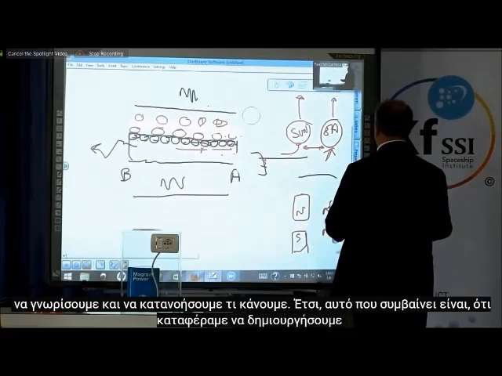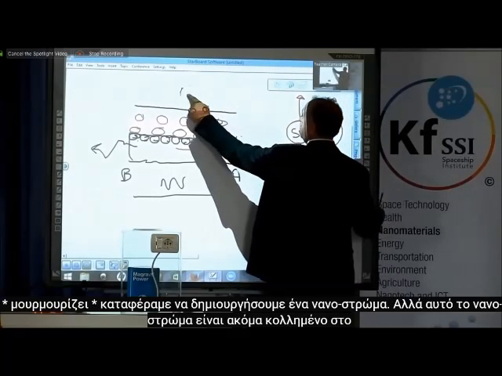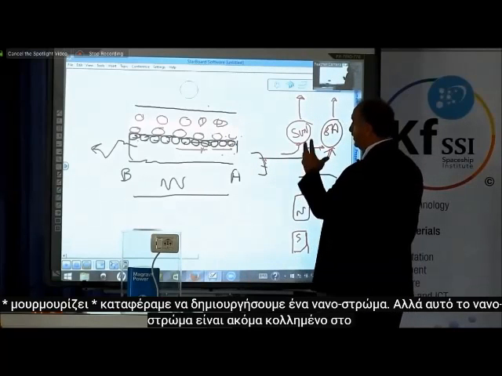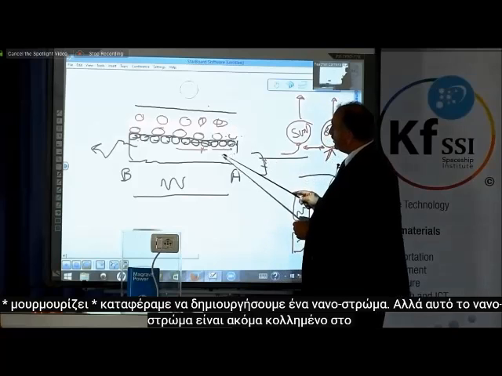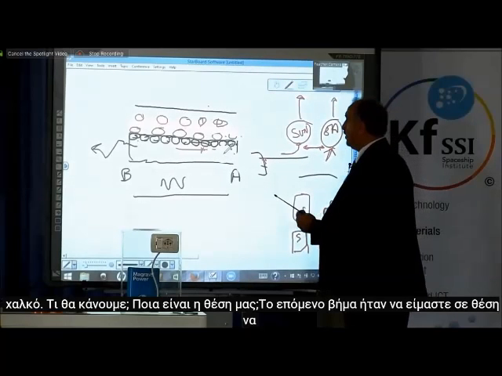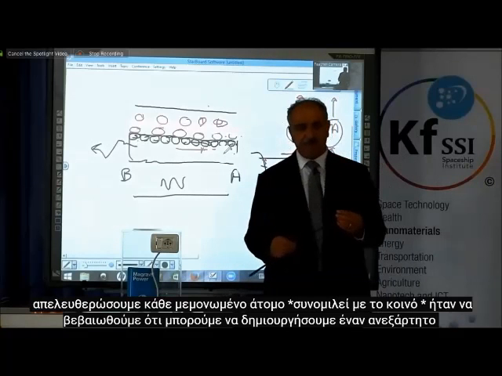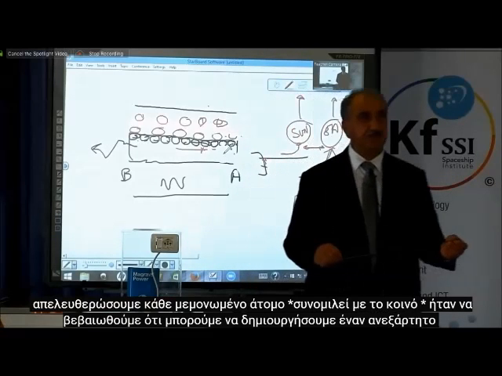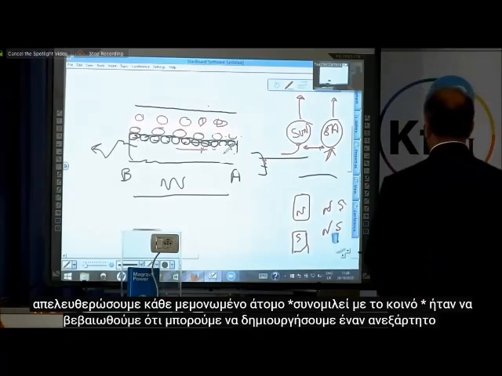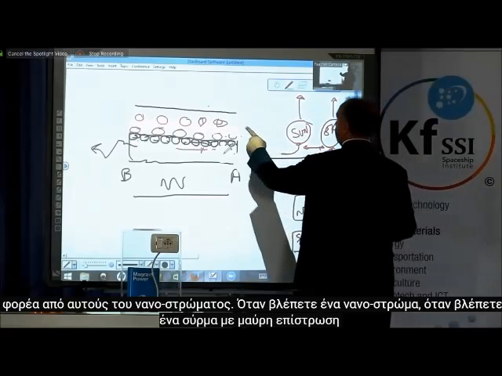So what happened is that we managed to create a nano layer. But this nano layer is still stuck to the copper. What are we going to do? What is our position? The next step was to be able to release every single atom, to make sure that we can create an independent entity from these nano layers.